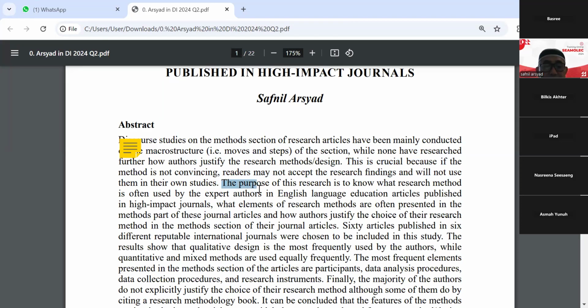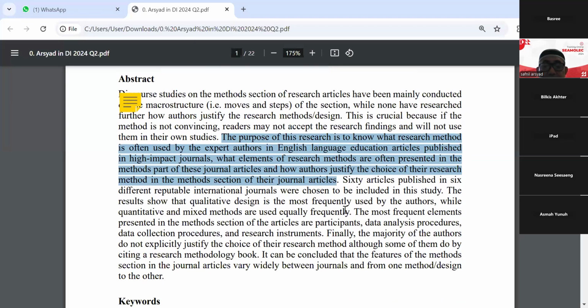Then this is the purpose, the purpose of this research. Until here, the purpose of the study is to know what research method is often used by the expert authors in English language education and so on. And then move 3, 60 articles published in 6 different reputable international journals were chosen to be included in this study. This is move 3 or method.